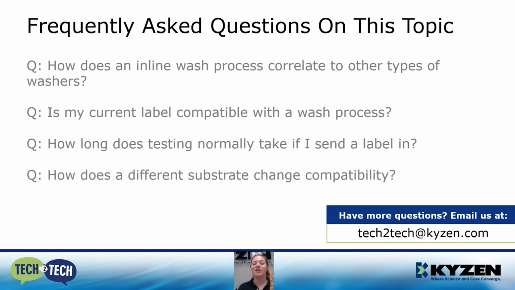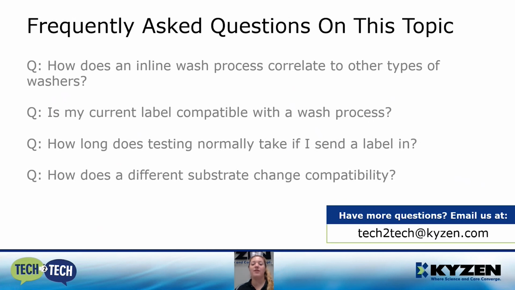And then how long does testing normally take if you send a label in? Normally, we like to say about 2 to 3 weeks. It depends on what process you're looking at, how many labels you're looking at, and then if you're looking at a single chemistry or multiple. But normally that 2 to 3 week range is where we like to stay.